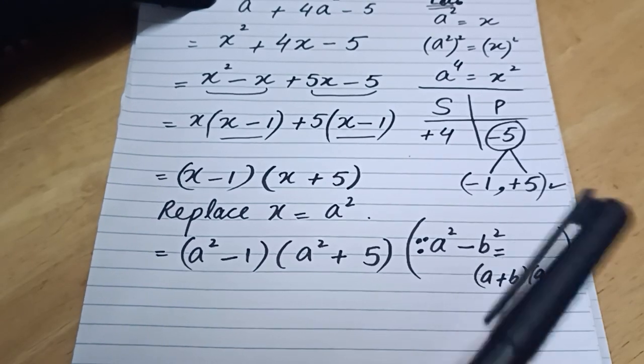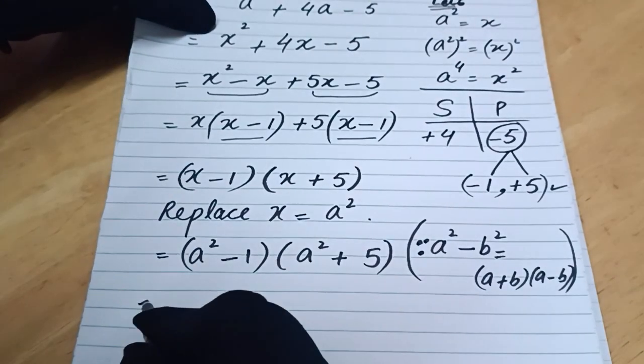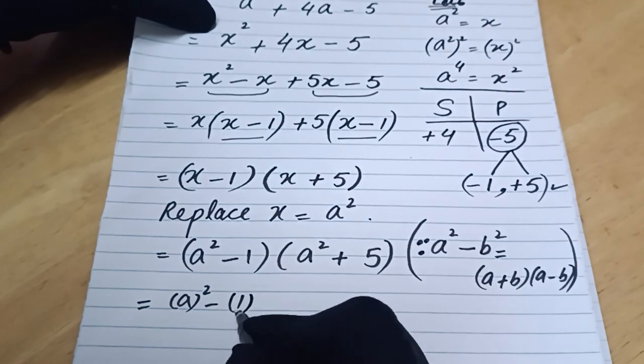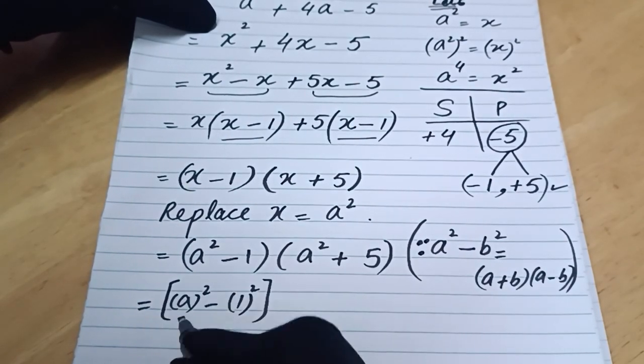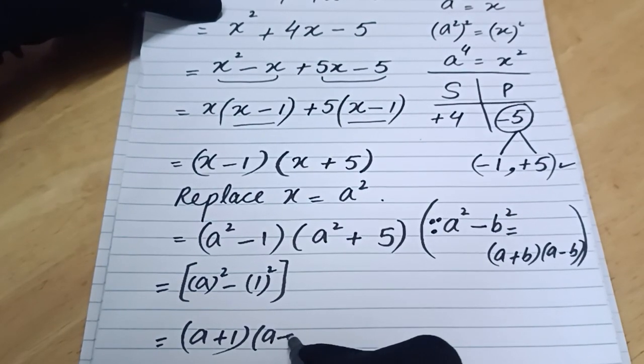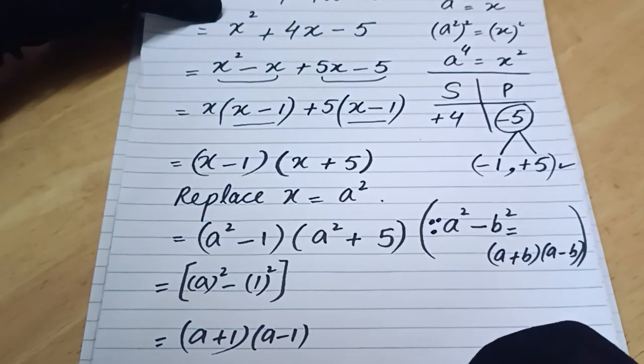So we will use this identity. First express them as a square of a, express them as a square of 1, and then open it as a plus 1 and a minus 1. Now come on to the second factor.